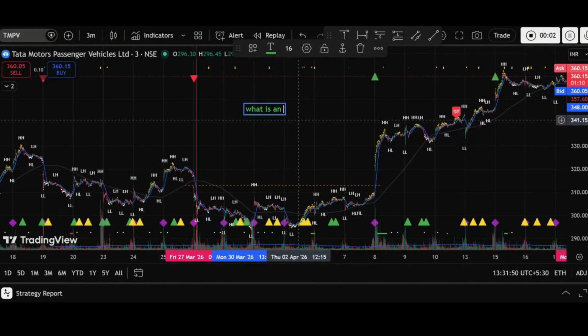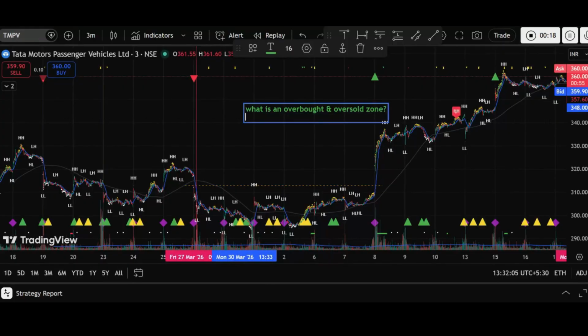Today's video will broadly focus on what is an overbought and oversold zone, how to identify these zones, and what we can do if we are able to identify these zones.